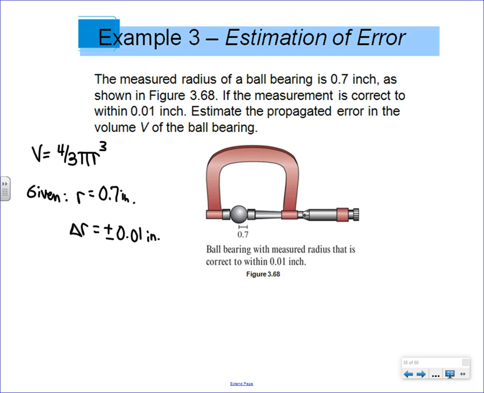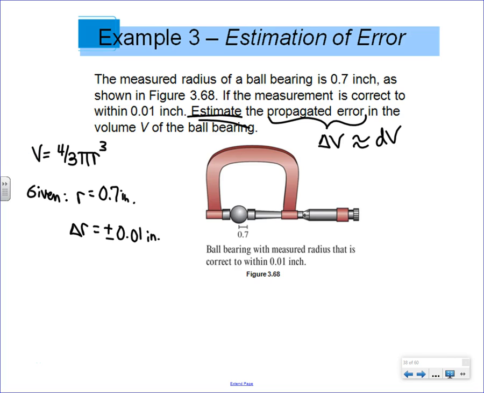Inches are talking about the radius, because they said the measurement is correct to within 0.01 inch. It refers back to that measurement, but the units give us the clue. If they say estimate the propagated error in the volume, what are they asking for? Propagated error is delta V, but they're saying estimate, so what are we allowed to use? dV. We're trying to figure out the change in the volume, so we can estimate that by estimating dV.